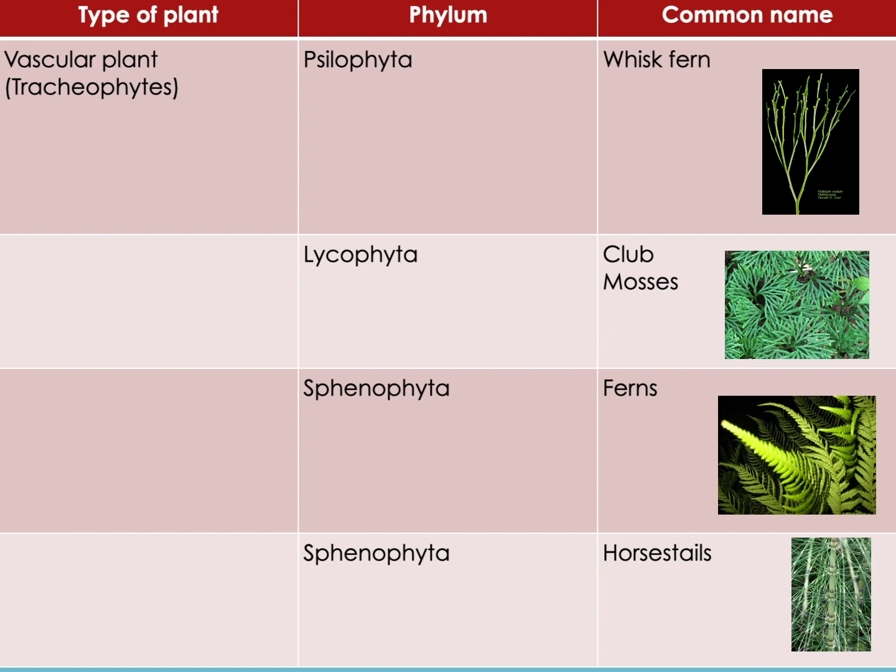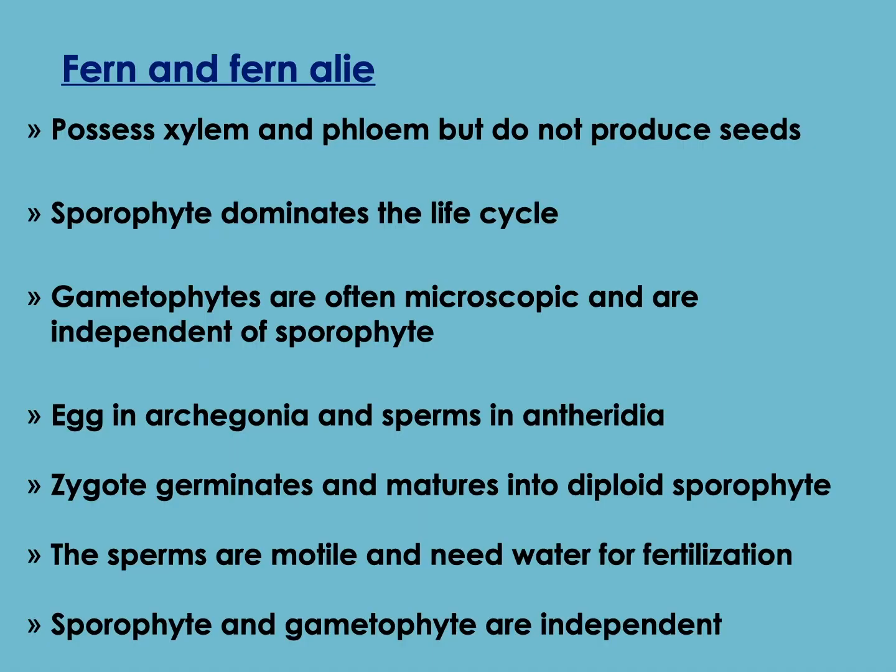Vascular plants include club mosses, horsetails, ferns, gymnosperms and angiosperms. So let's look at ferns. Ferns and fern allies are members of a group of plants called the pteridophytes. Basically, ferns and fern allies and mosses undergo almost similar developmental patterns.